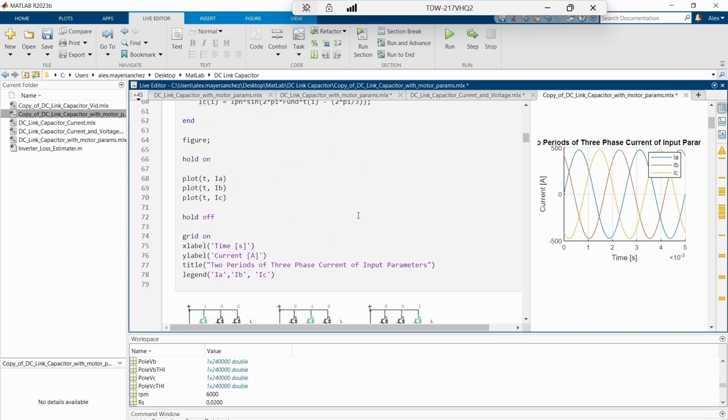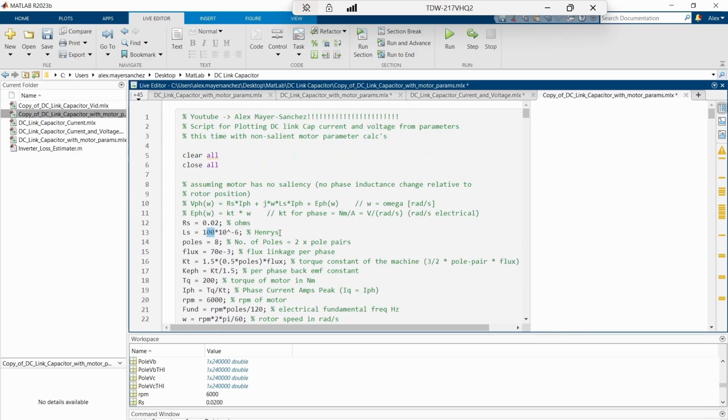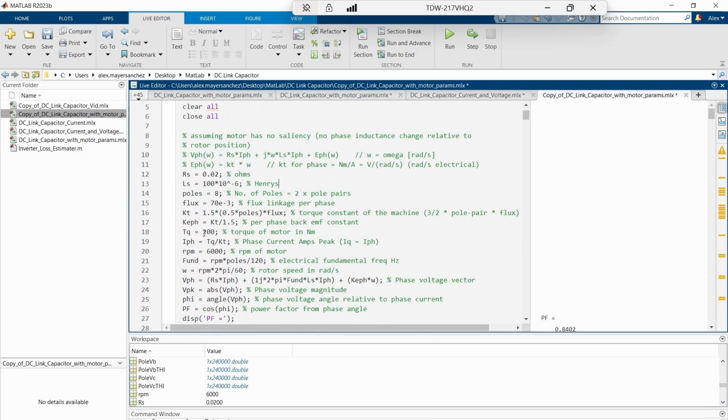And we're generating the 3-phase currents. So you can see we wanted 200 Newton meters. So then based on the torque constant, we calculate that we need a phase current. Where is it?